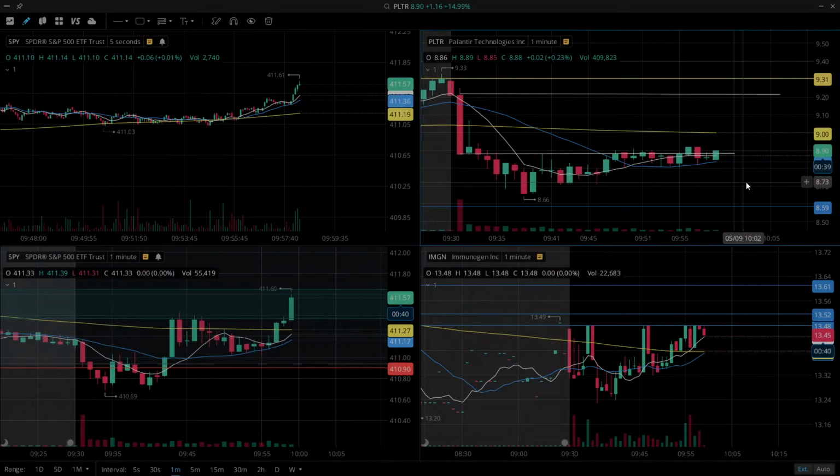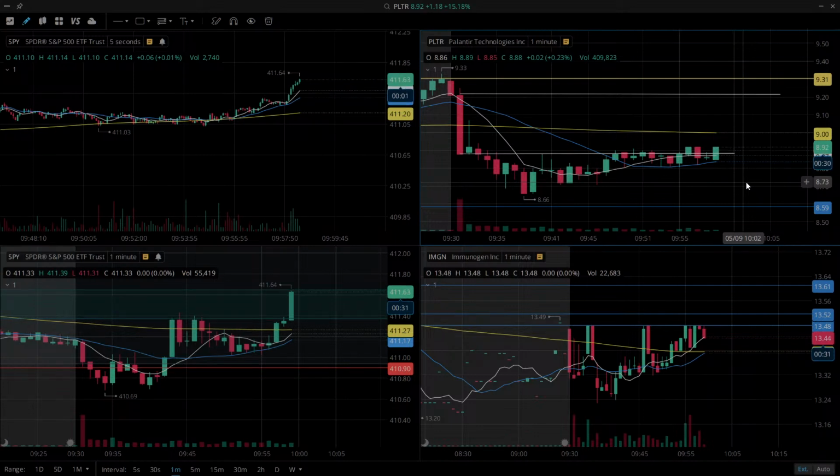Not saying I would go and do that, but he bought it when the news was first coming out. All right, eating that entire liquidity zone. Bam, look at this. All right, 411.65 is your resistance.